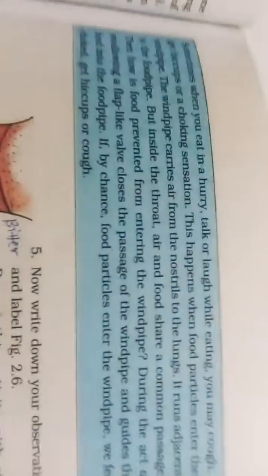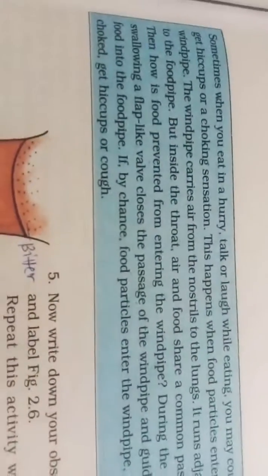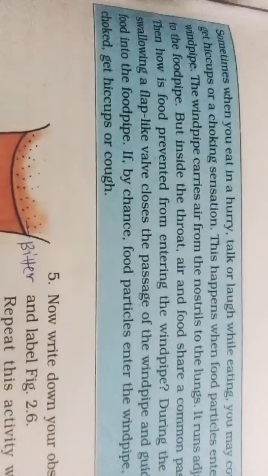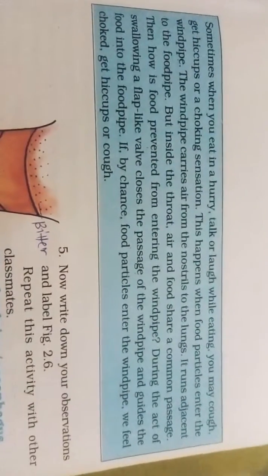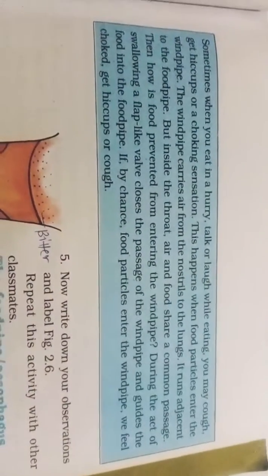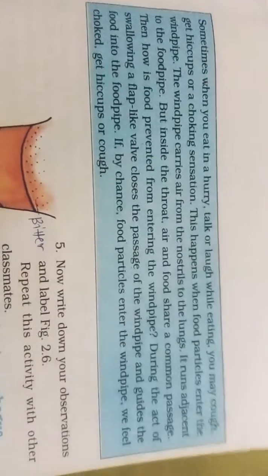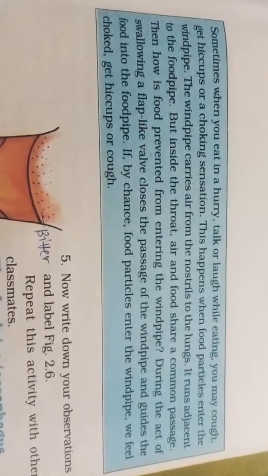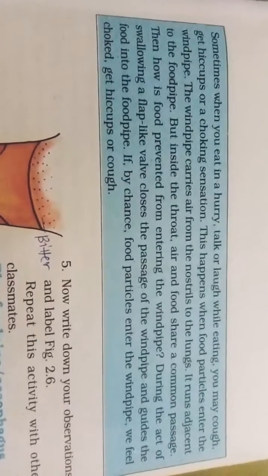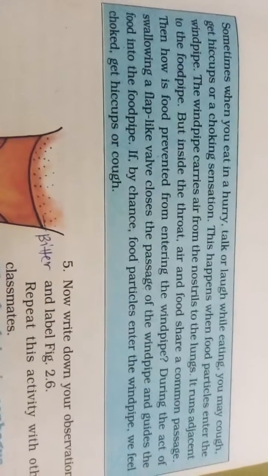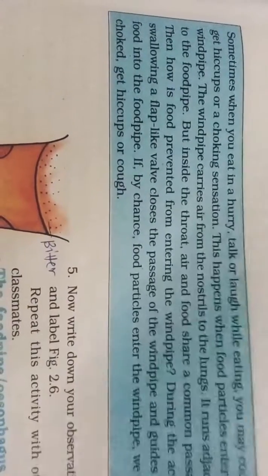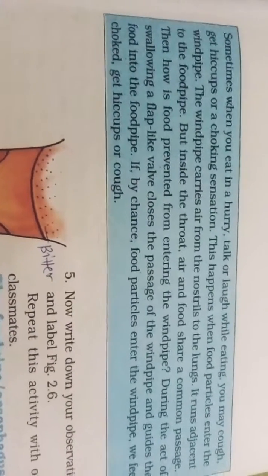Now next we move on to this blue box. What this blue box is saying is that sometimes we are in a great hurry and we eat very fast, or we are eating while talking and laughing. Sometimes you have seen that when you are eating while talking and laughing, you get hiccups or a choking sensation. This happens because food particles enter into the windpipe. Now what is this windpipe?